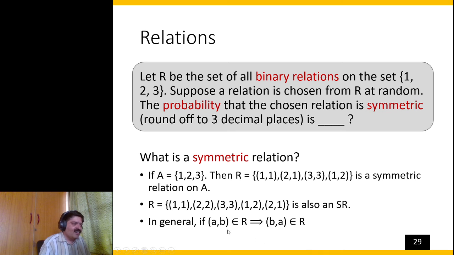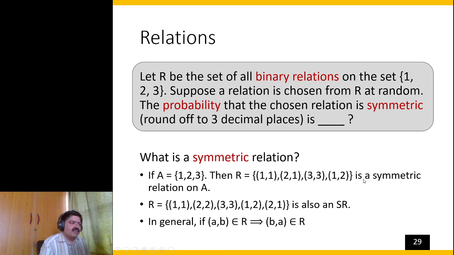If (a, b) belongs to R, then (b, a) must also belong to R. Then the relation becomes symmetric. So if (1,1) belongs to R, then (1,1) is by default symmetric. If (2,1) belongs to R, then (1,2) should also belong to R. Remember, these are ordered pairs, so the order matters. So if (2,1) exists, (1,2) should also be there.